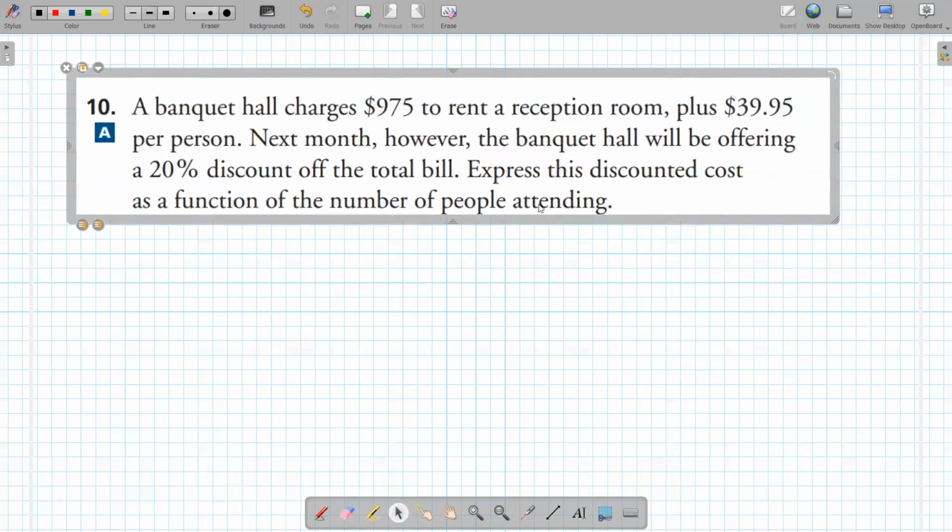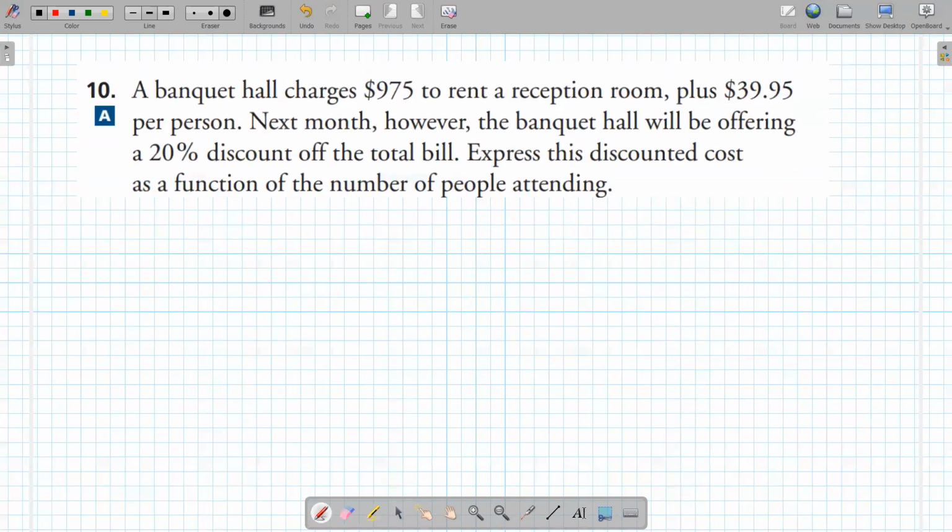So a hall charges $9.75 to rent a reception room, plus $39.95 per person. Trying to think if that's expensive or cheap. It's not too bad, I think. Because if you have 100 people, your bill would be like $5,000, which isn't too bad. I'm assuming they're counting plates, because I don't know how else they are going to determine how many people there are. It's not too bad.